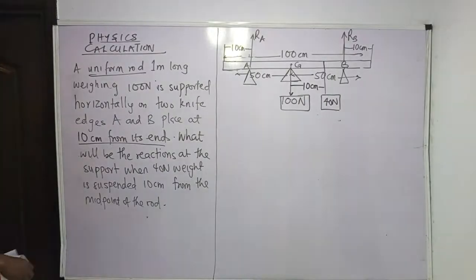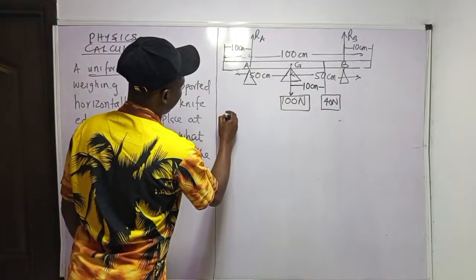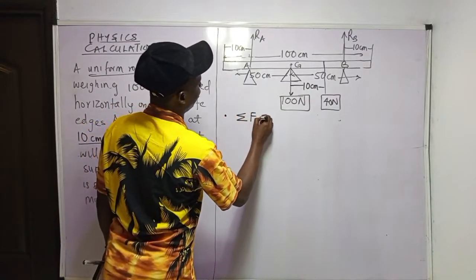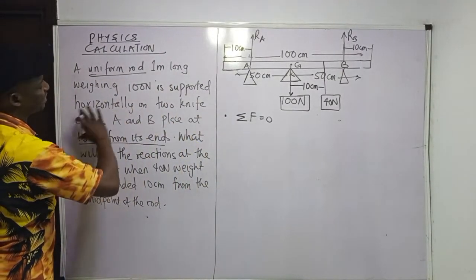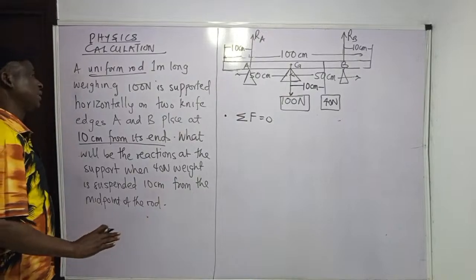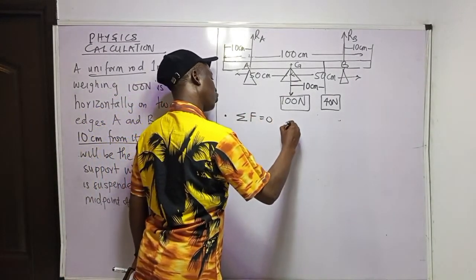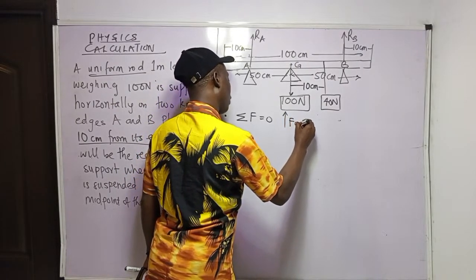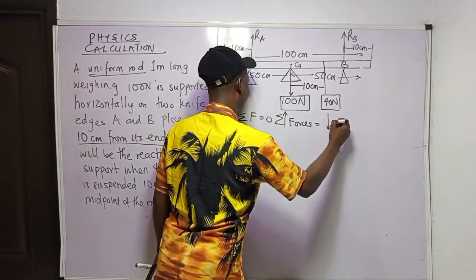Now, the question says you calculate the reaction. The first thing you have to understand is that the sum of forces in the system will be equal to 0, because they said it's supported horizontally. That means equilibrium is achieved here, and since equilibrium is achieved, the sum of forces will be equal to 0. So upward forces must be equal to the sum of downward forces.